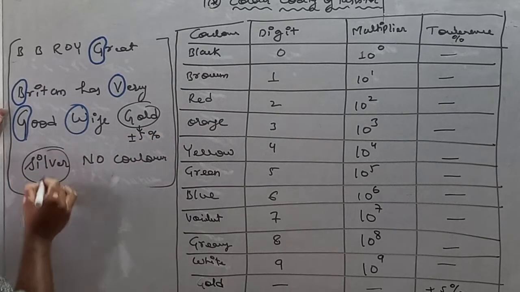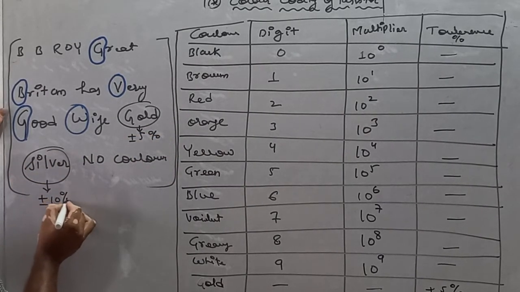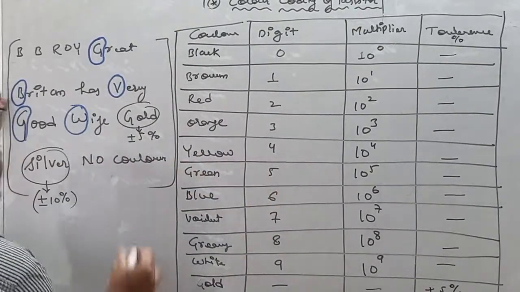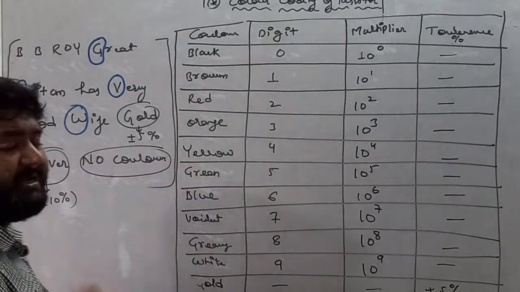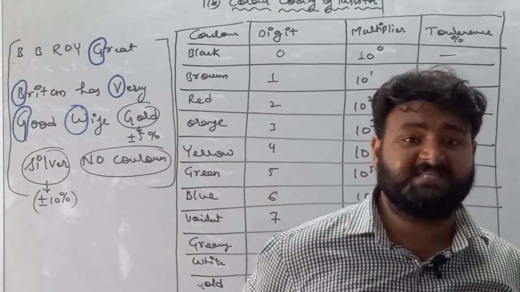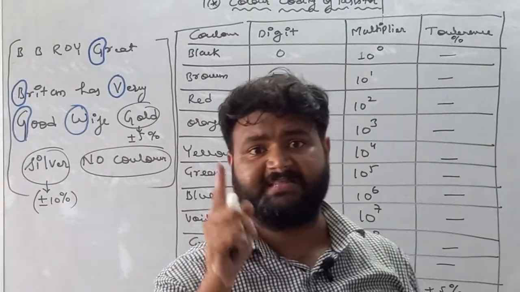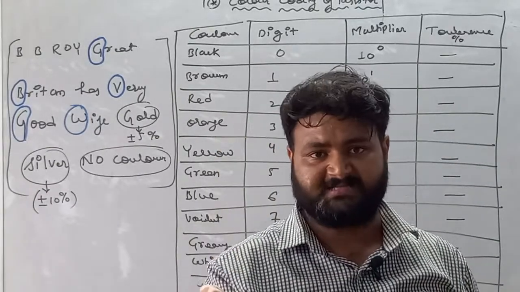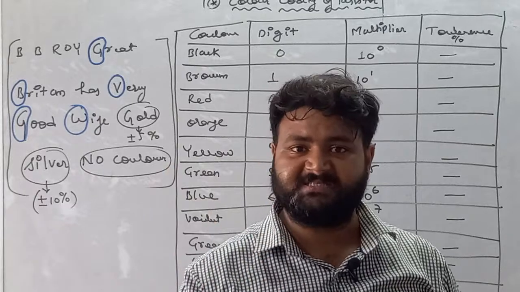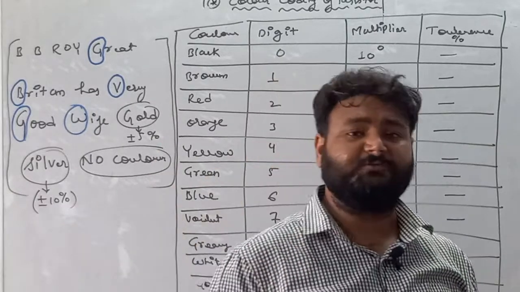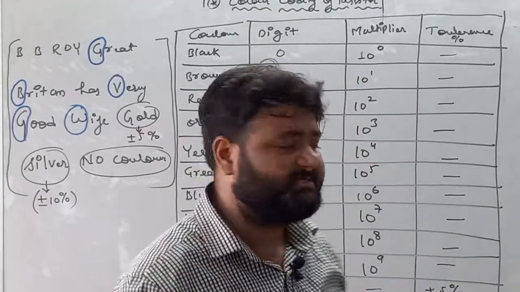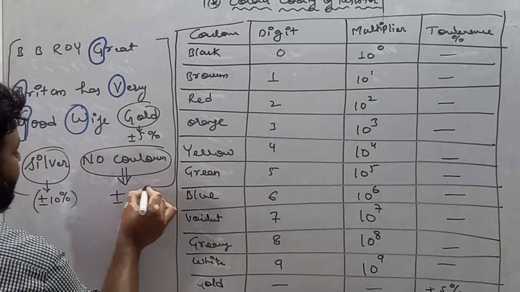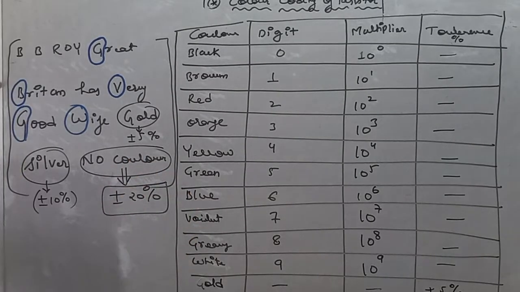Similarly, the tolerance value of silver is plus minus 10%. And if no color is there, no color means the fourth band is missing, my dear student. Remember, I already told you that any resistor carries 3 bands minimum and 4 bands maximum. In some cases, the fourth band, which is basically the tolerance band, is missing. In that case, no color is there. So if the fourth band is missing, then we'll take tolerance to be plus minus 20%.